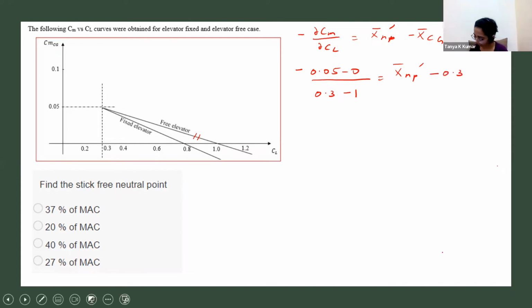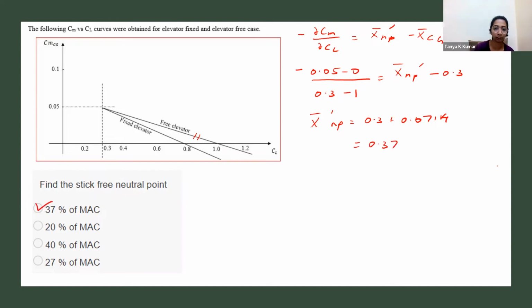Now this value comes to, can someone tell me what is the value? X bar np is 0.3 plus, what is the value here? Can someone tell me? 0.0714. That comes to about 0.37. So that is 37% of mean aerodynamic chord.